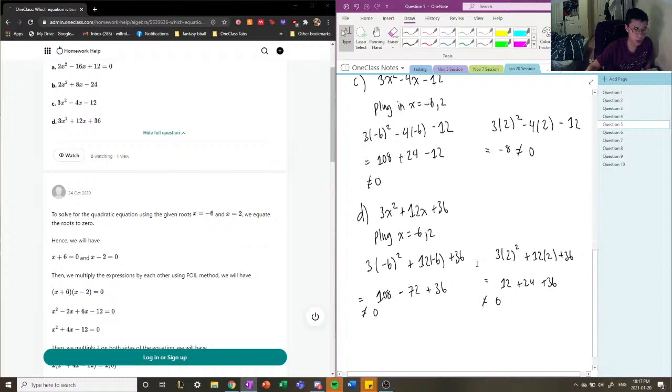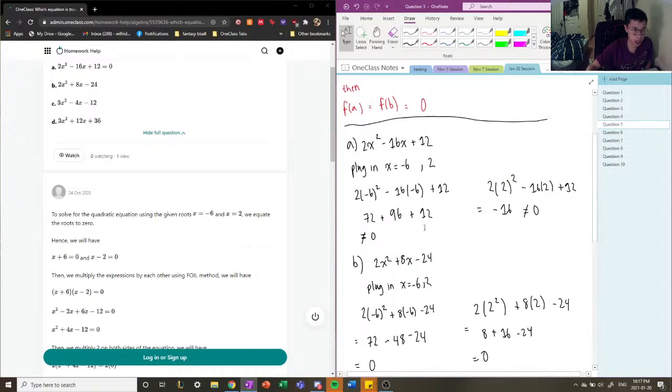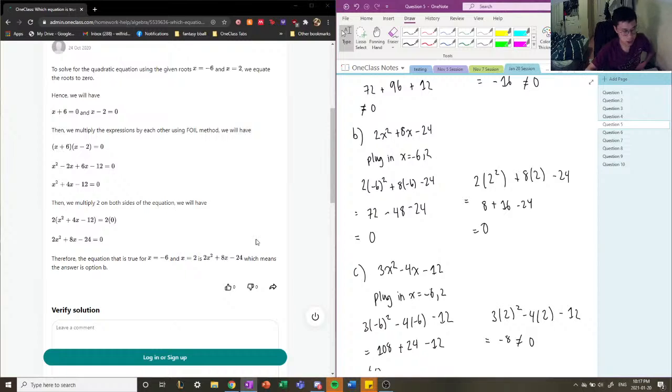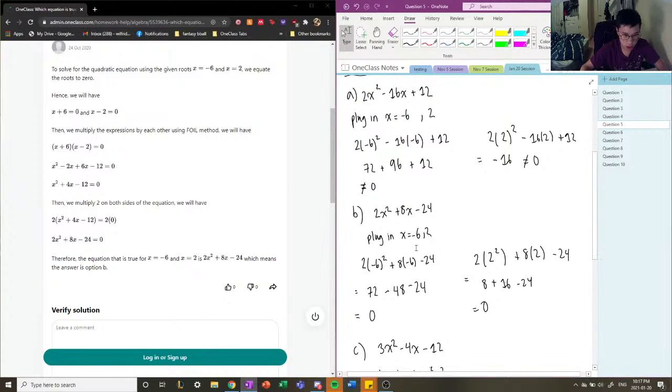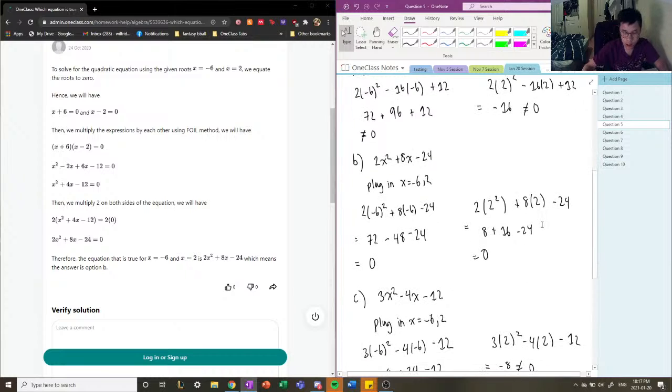Okay, so we have evaluated each of them, and we have figured out that option B has a quadratic function whose zeros are -6 and 2. So I'm going to use this as an example to show you how the cross multiplication method can find the zeros.